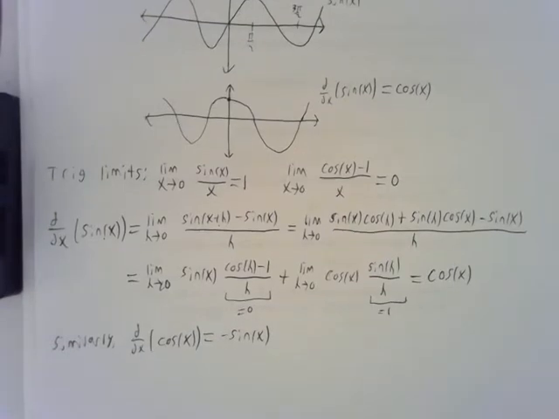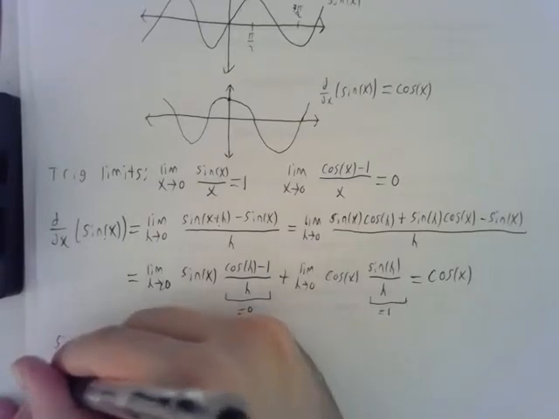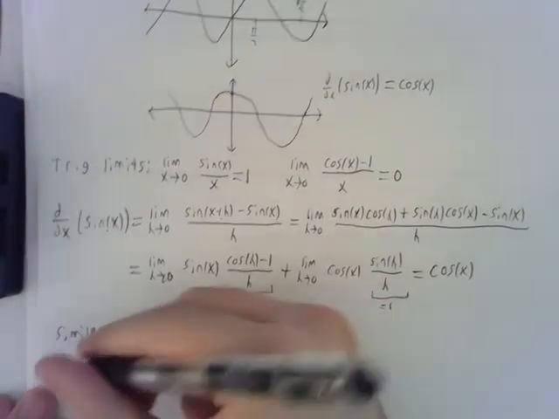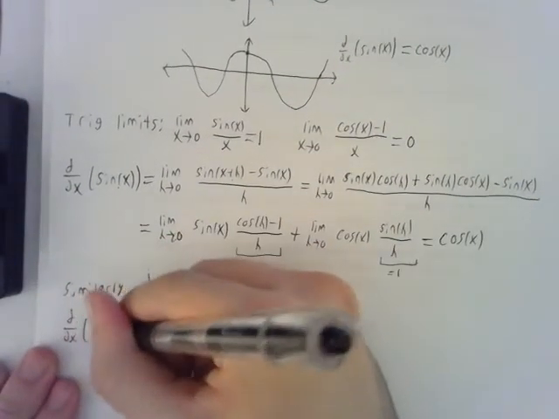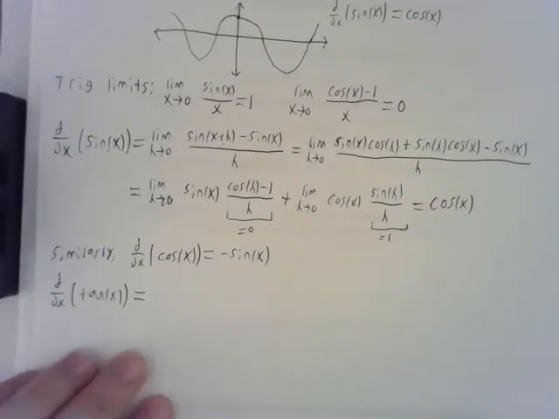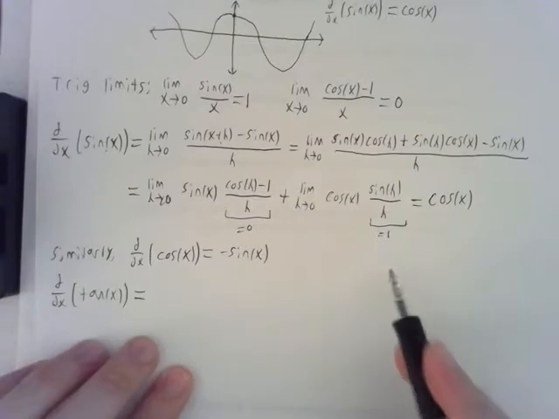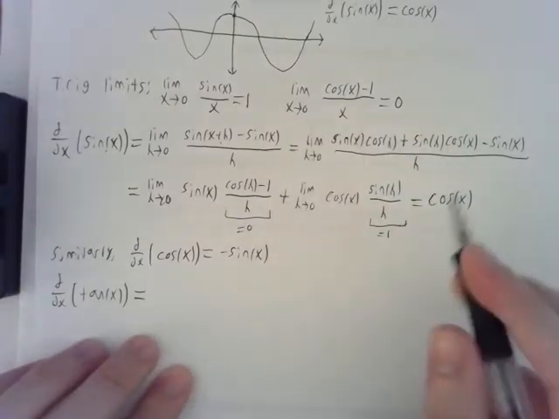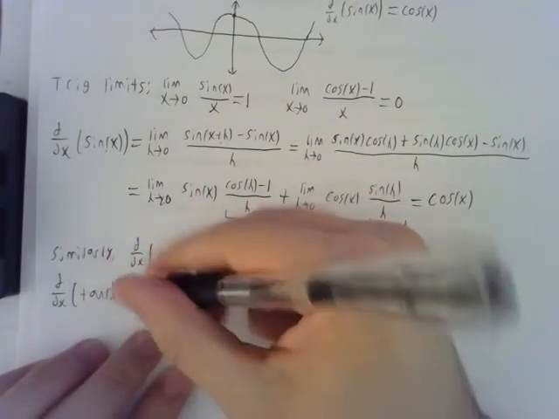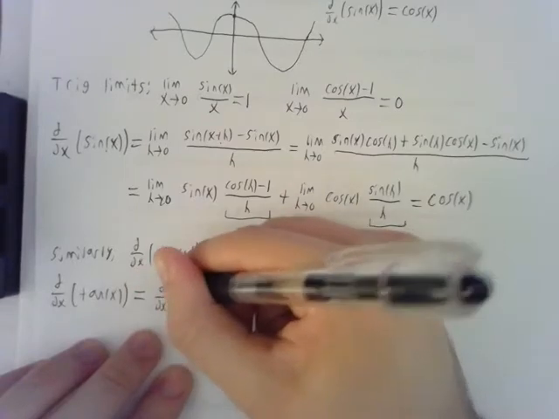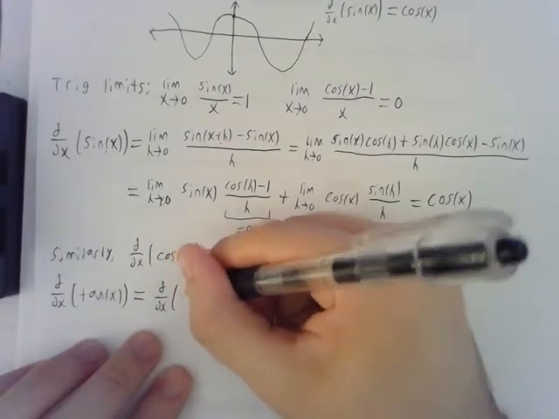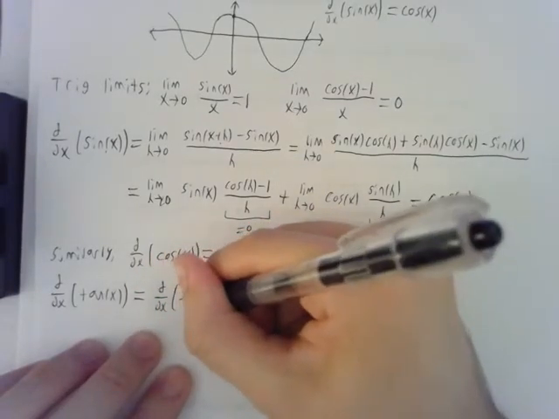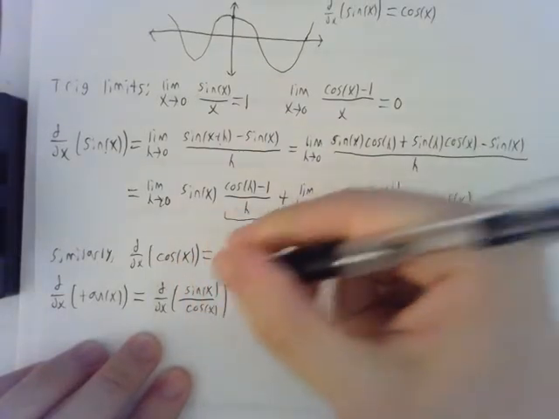And we can also find derivatives of other trig functions. So suppose I want to find the derivative of tangent of x. How can I do this? Well, I use the fact that tangent can be written in terms of sine and cosine, and we just figured out what the derivatives of sine and cosine are. So the derivative of tangent is the same as the derivative of sine of x divided by cosine of x.